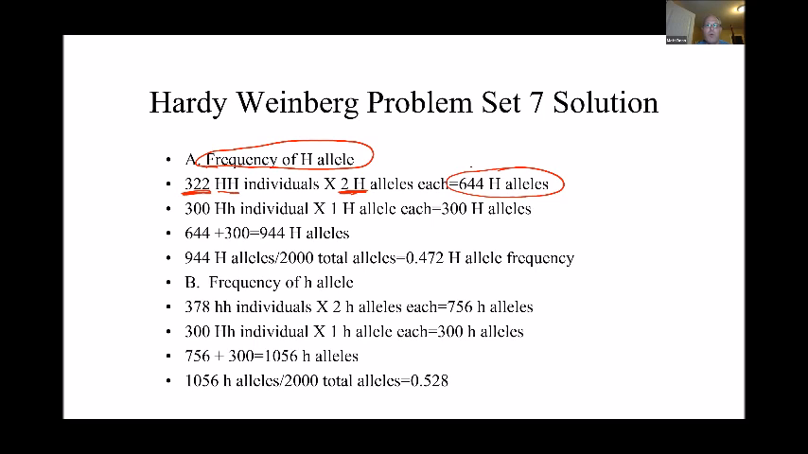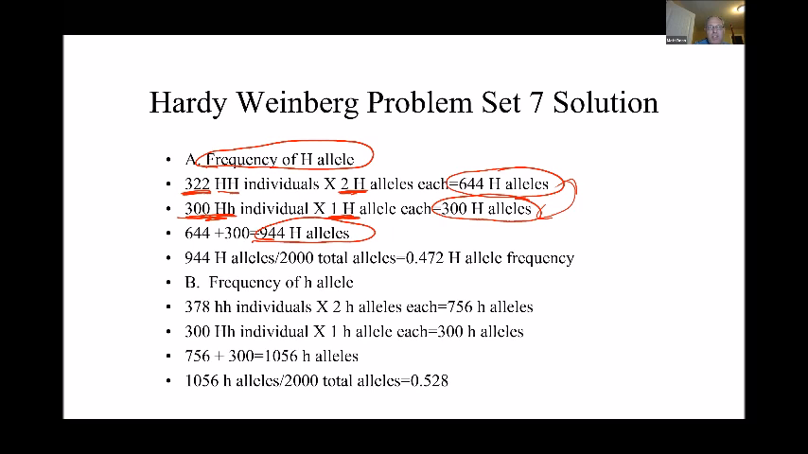There were also the people with wavy hair. There were 300 of those people. Those were the heterozygotes. Each one of those people had 1 big H apiece. So 300 times 1 gives us 300 more big H alleles in our population. We add these two together, and that gives us 944 total alleles.